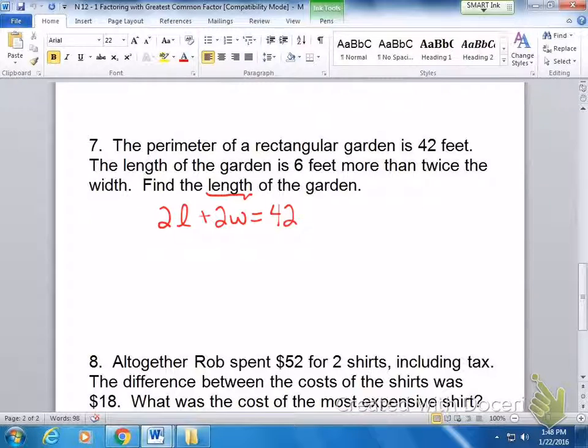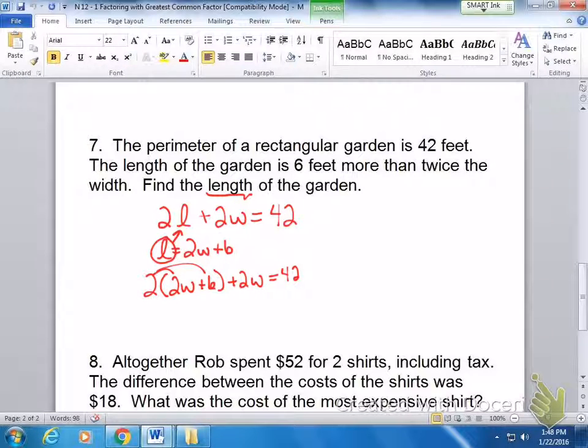Next, I know that the length of the garden is 6 feet more than twice the width. So the length is bigger, and it says 6 feet more than twice the width. That gives me 2W, and the 6 more adds 6. So this is a substitution problem. I know what L is. I'm going to plug it in for L in my other equation. So I get 2 times (2W plus 6) plus 2W equals 42.